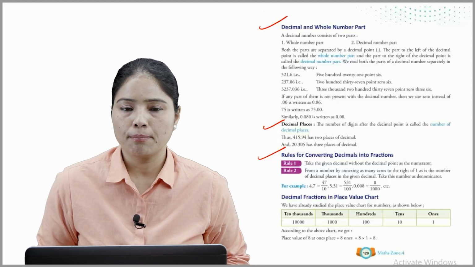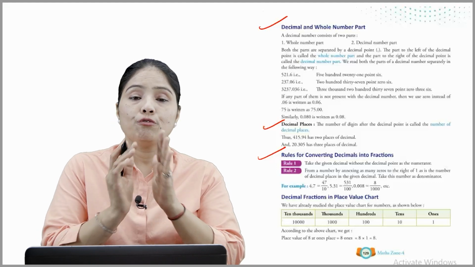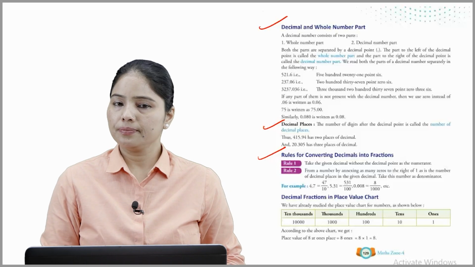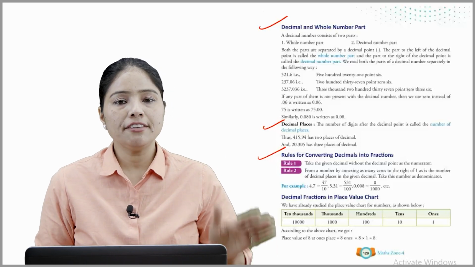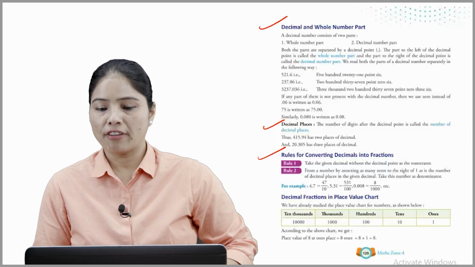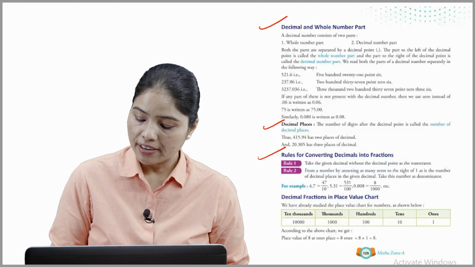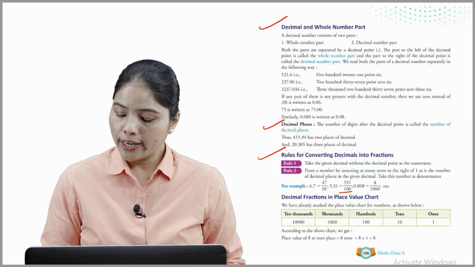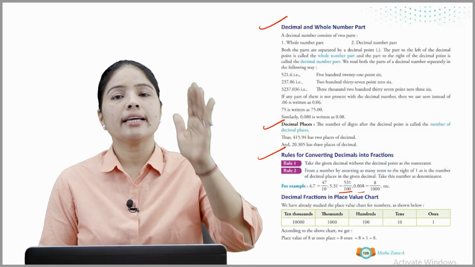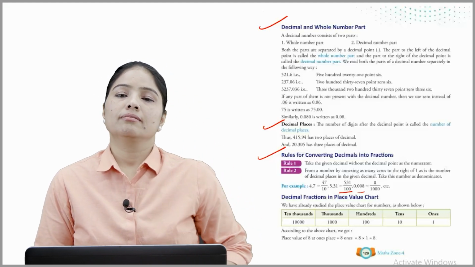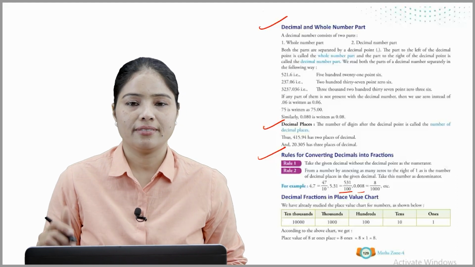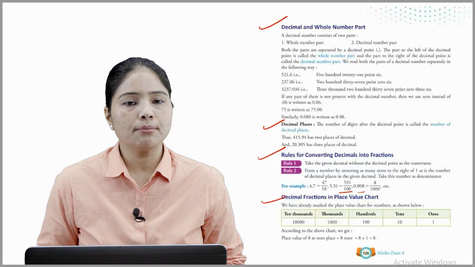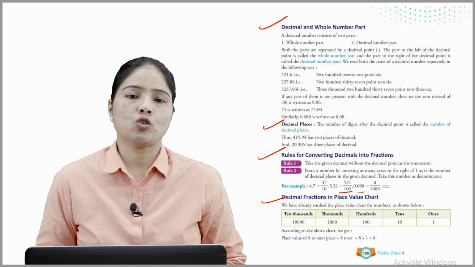For example, 4.7. So 4.7 becomes 47 by 10. Similarly 5.31. So 5.31 becomes 531 by 100. 0.008 becomes 8 by 1000. Yes, correct. So now move on to the next topic, which is decimal fractions in place value chart.